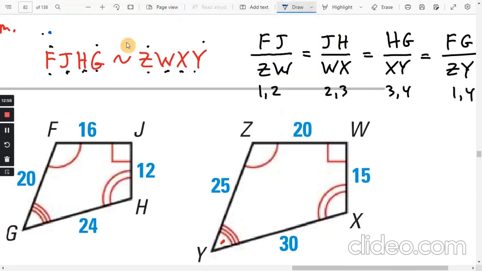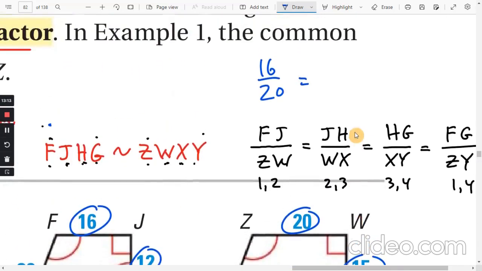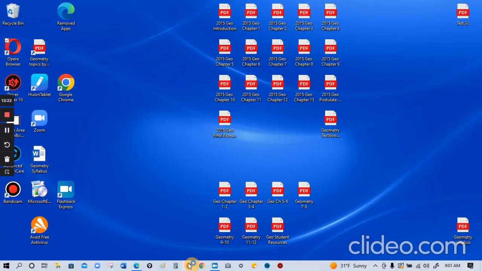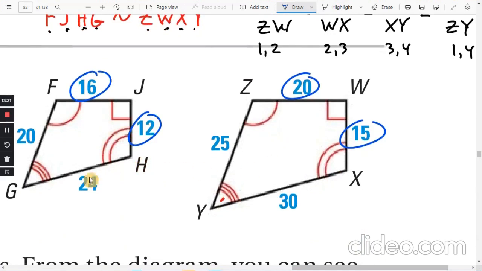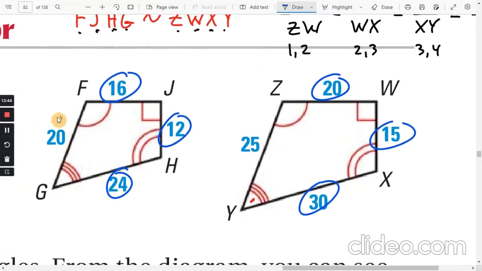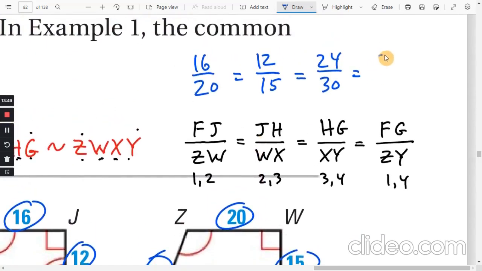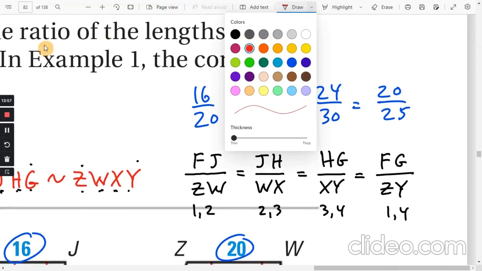So let's see. FJ and ZW. FJ is 16, ZW is 20. So that's going to be 16 over 20. JH and WX, 12 over 15. HG and XY, that's going to be 24 over 30. And finally, FG and ZY, 20 over 25. Okay, you can use the calculator or just reduce. So I'm going to reduce.